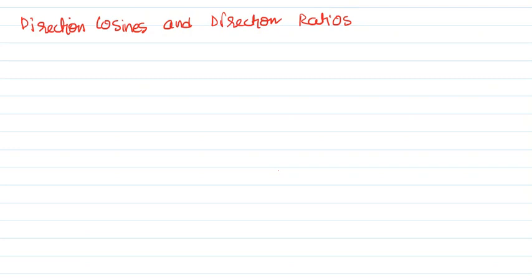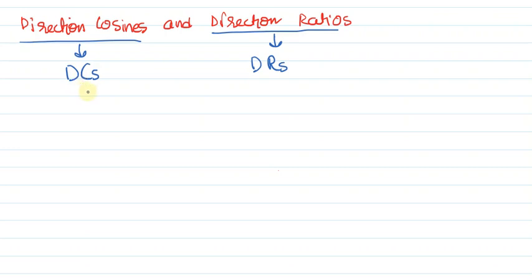तो शॉर्ट में डायरेक्शन कोसाइंस को DCs बोलते हैं और इनको DRs. So first of all we will learn the definitions and then the relation between both of them.